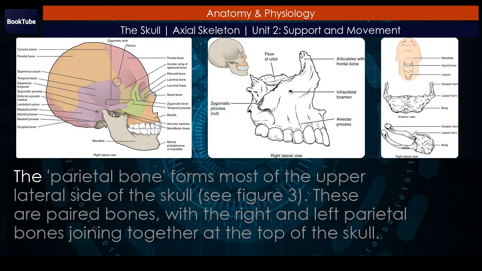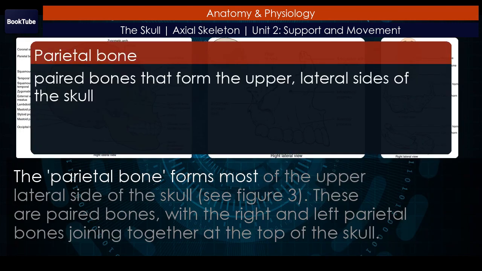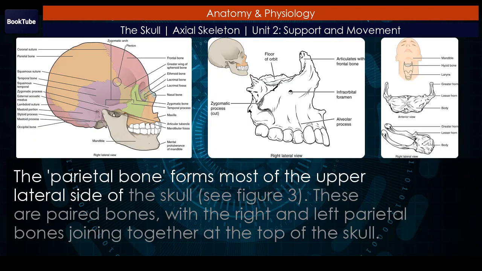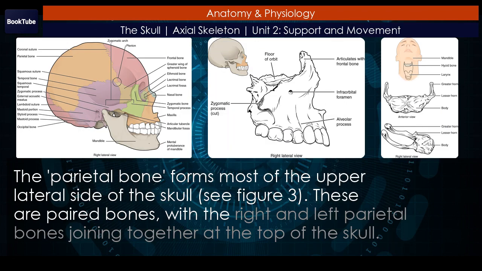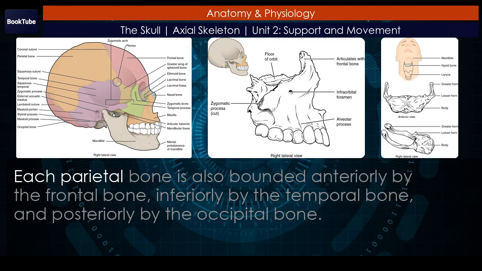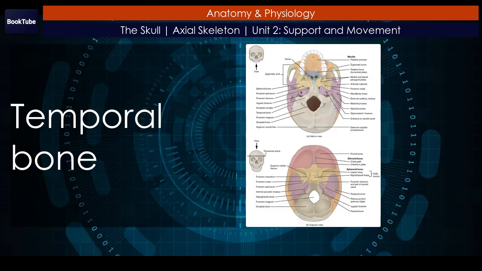Parietal bone. The parietal bone forms most of the upper lateral side of the skull. See Figure 3. These are paired bones, with the right and left parietal bones joining together at the top of the skull. Each parietal bone is also bounded anteriorly by the frontal bone, inferiorly by the temporal bone, and posteriorly by the occipital bone.